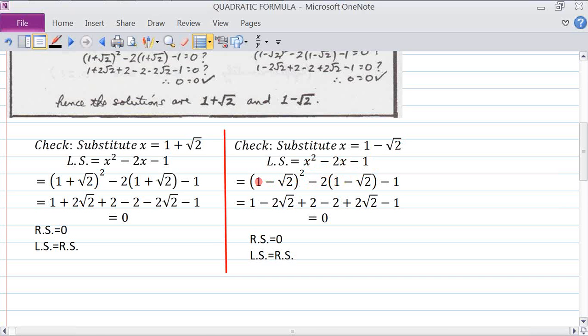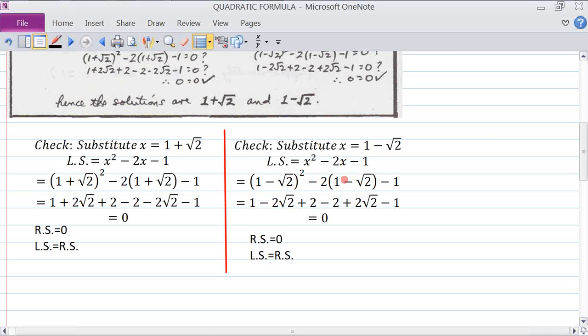If I substitute in this one here into this, x squared minus 2x minus 1, again using the FOIL method, multiplying 1 minus root 2 times itself. 1 is the first term, and the last term is plus 2, because minus root 2 times minus root 2 is plus root 4, and the root of 4 is plus 2. So here now, when we multiply 1 minus root 2, the middle term is going to be minus 2 root 2. It's just going to be the opposite of this one here with a negative sign.